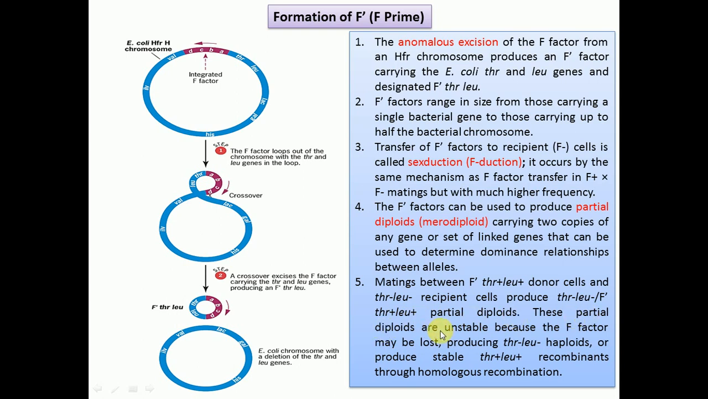This partial diploid state is unstable because the F factor may be lost, or they produce stable threonine plus leucine plus recombinants through homologous recombination. So after entering into the recipient cell, as there is sequence similarity in the threonine and leucine genes within the recipient, it can undergo homologous recombination, and these two genes, in the wild type or plus state, will be transferred to the recipient bacterial chromosome.